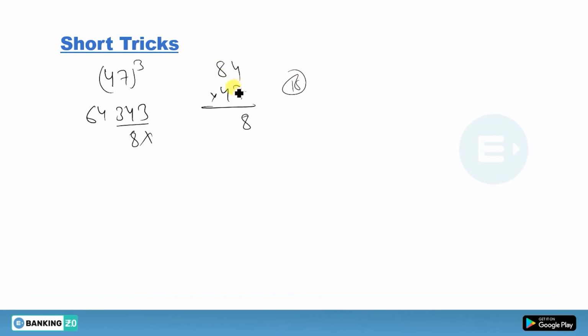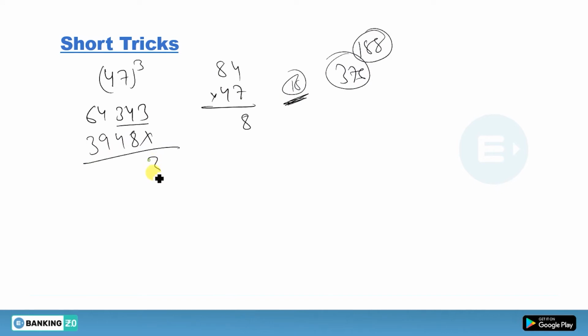Now 47 into 8. So you will say, sir, 47 into 4 is 188. Now 47 into 8 is double of that 47 into 4. So what is 47 into 4? You have calculated 188. So what will be 47 into 8? Double of this. So you know 376. Okay. Now 376 plus this 18. So what do you get? You get 394. So put 394 here. Now you got your answer.